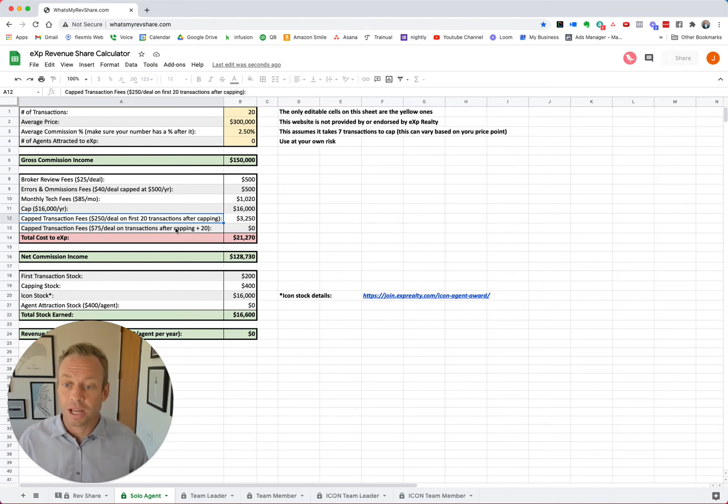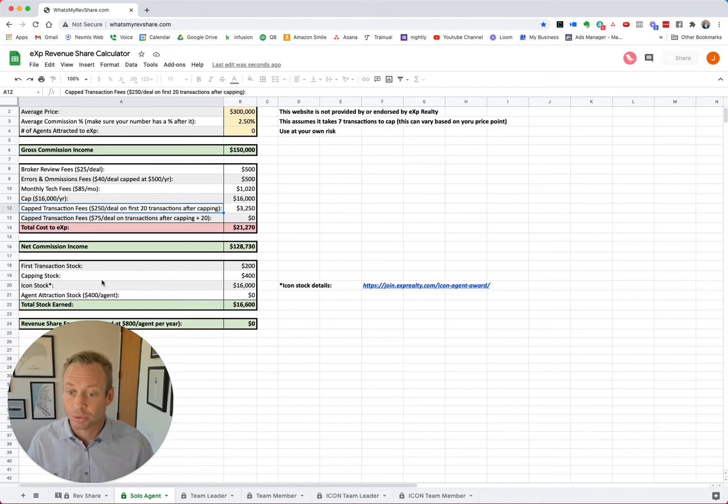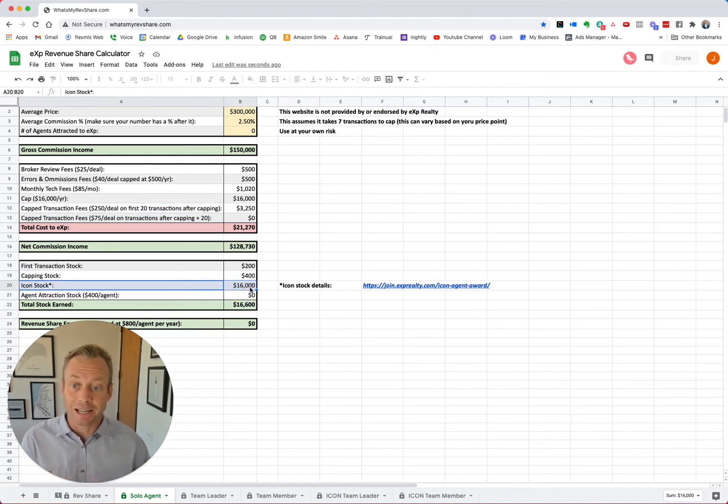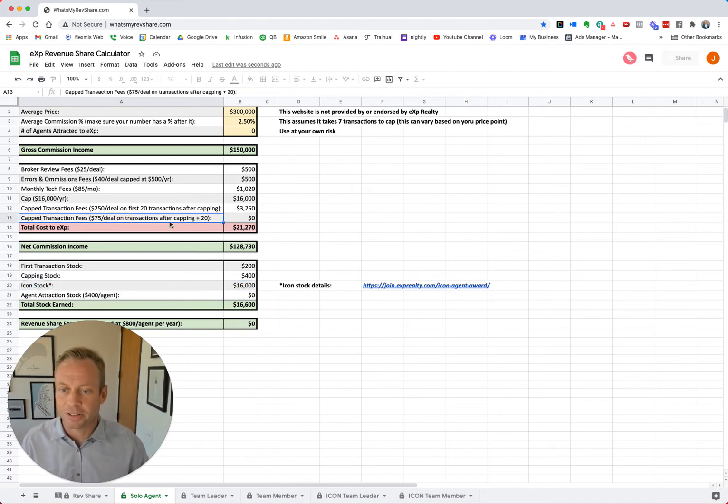Now, once you have done that, if you get to that, you cap plus 20, then you have the possibility to become an Icon agent and get all 16,000 of that back, which you can see right here. So again, this is one of the revenue, the income options here. Now, there's more details here on what an Icon agent is. I won't go into that here on this video, but you can get that 16 grand back, and here's how you learn how. If you can do enough transactions to do 16,000 to EXP plus 20, there you go. After that, it's 75 per deal.